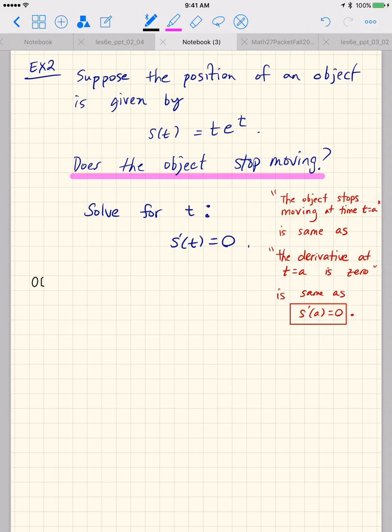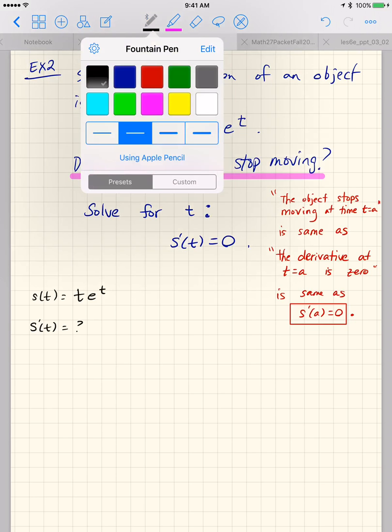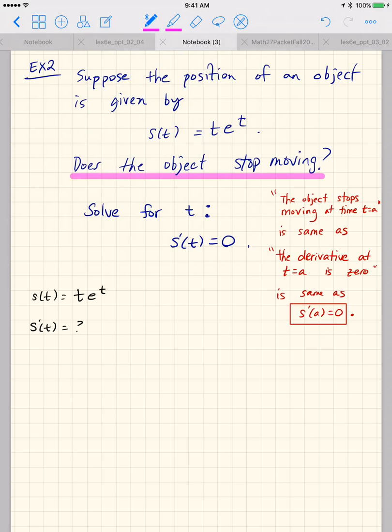So now s of t is equal to t times e to the t. So we need a formula for s prime of t. Well, we're going to use the product rule. You got it. And we're going to use the product rule because this is our f of t is equal to t, and g of t is equal to e to the t. So, formula, remember, fg prime is equal to f prime g plus fg prime, right? So let's just go ahead and calculate.